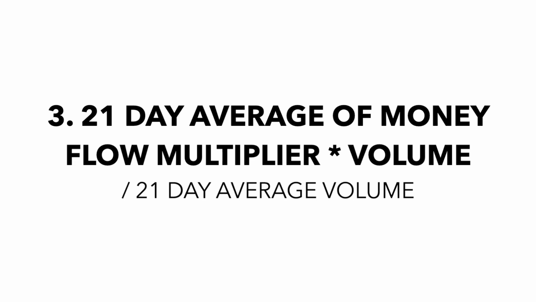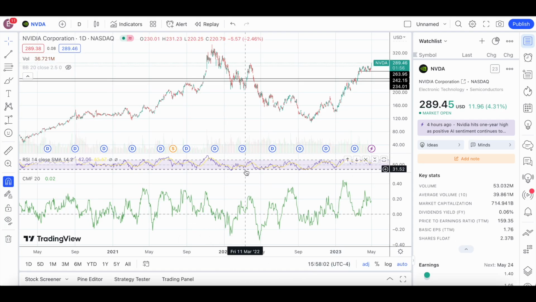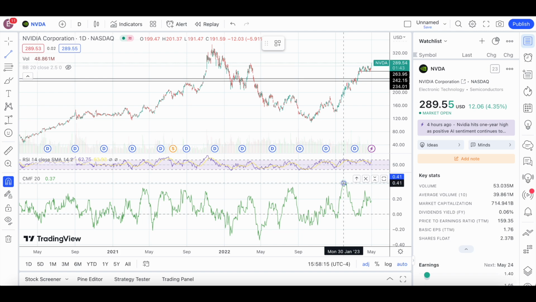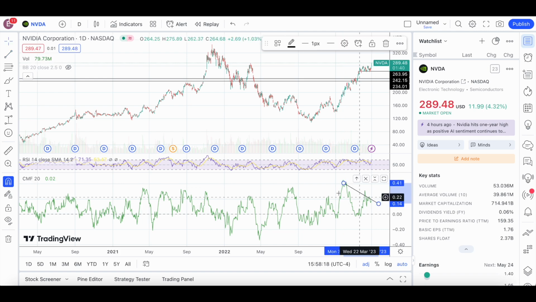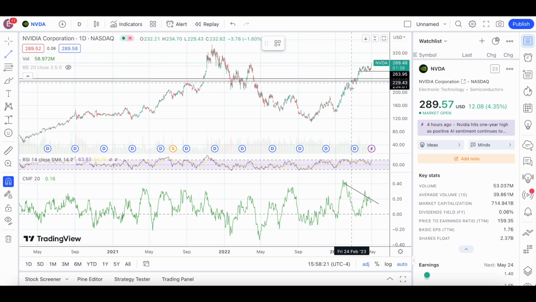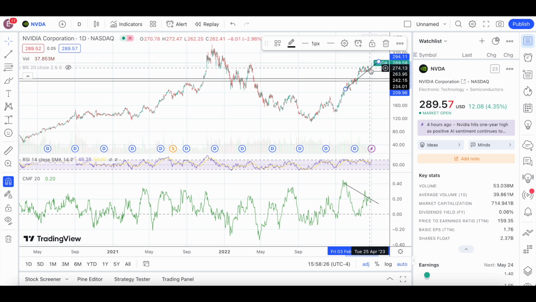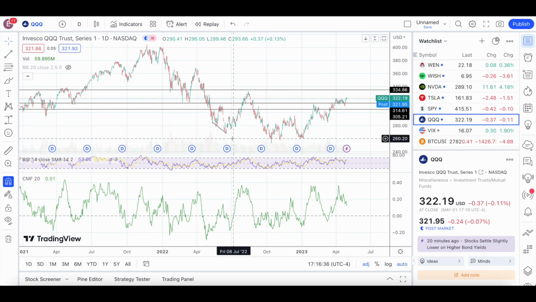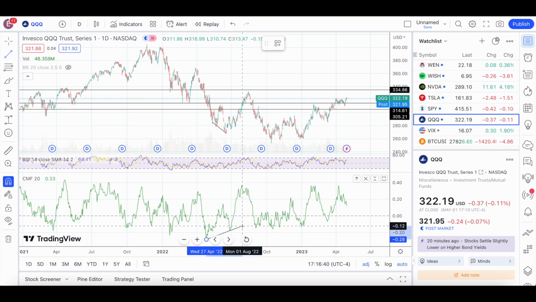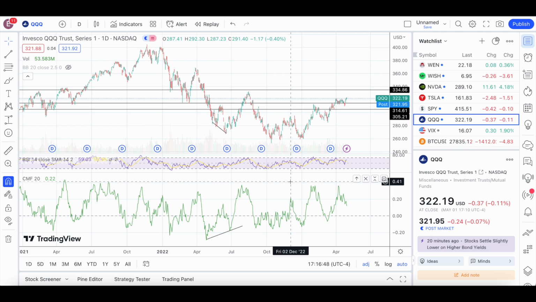So enough about the calculations, let's talk about how we can use this indicator in technical analysis. The CMF can be used in a variety of ways, and one of the most common techniques is to look for divergences between the CMF and the price movement. If the price is making higher highs while the CMF is making lower highs, that would suggest that the buying pressure is weakening and that the uptrend may not continue. Now, conversely, if the price is making lower lows while the CMF is making higher lows, that would suggest that the selling pressure is starting to weaken and that the downtrend may not continue.